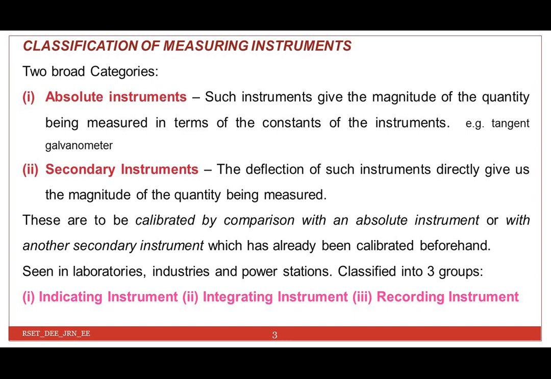Now, followed by the secondary instruments. The deflection of such instruments directly gives us the magnitude of the quantity being measured, but it has to be calibrated. They need to be calibrated by comparison with either an absolute instrument or with another secondary instrument which has already been calibrated beforehand. Extensively seen in laboratories, industries and power stations.